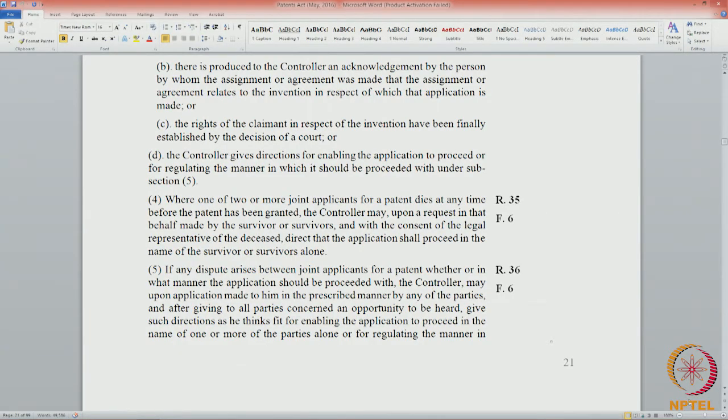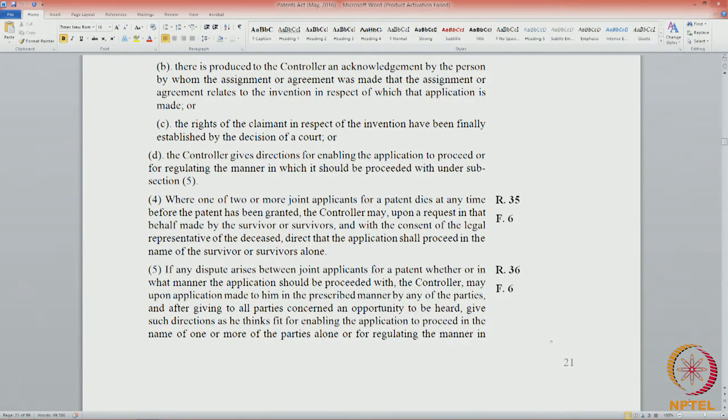In this provision, if there are 3 applicants A, B and C, and C dies before the grant of a patent, A and B, who are called survivors here, the surviving applicants, with the consent of a legal representative of C. C is dead. So C has a legal representative, they get a consent, they can ask for a direction to proceed in the name of A and B alone.